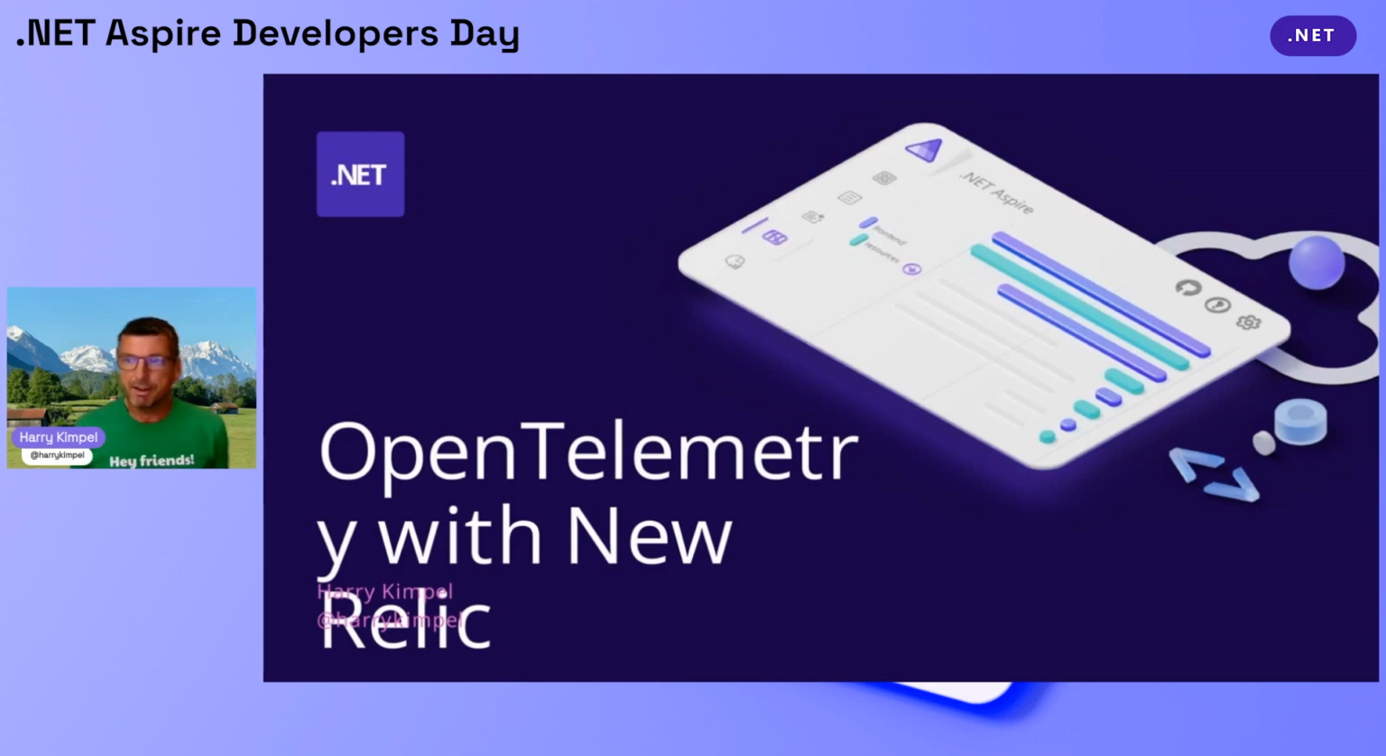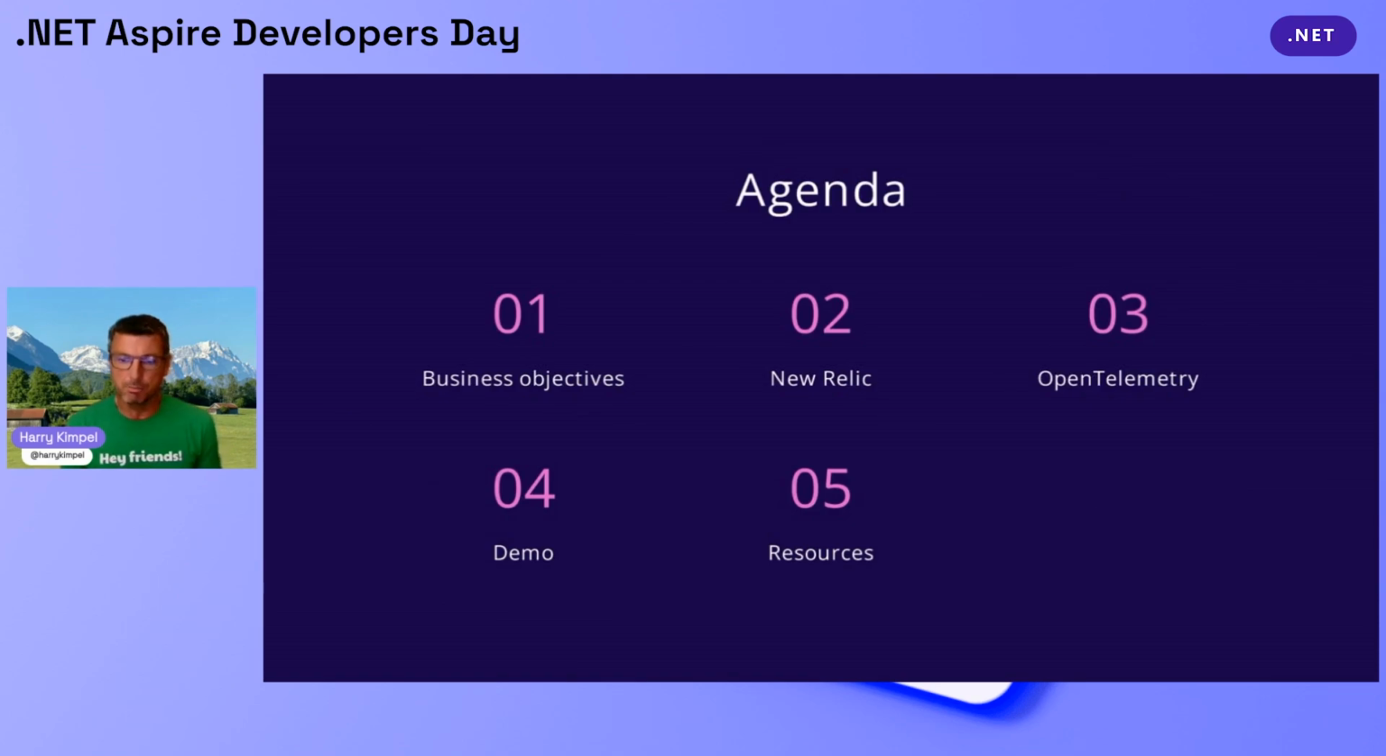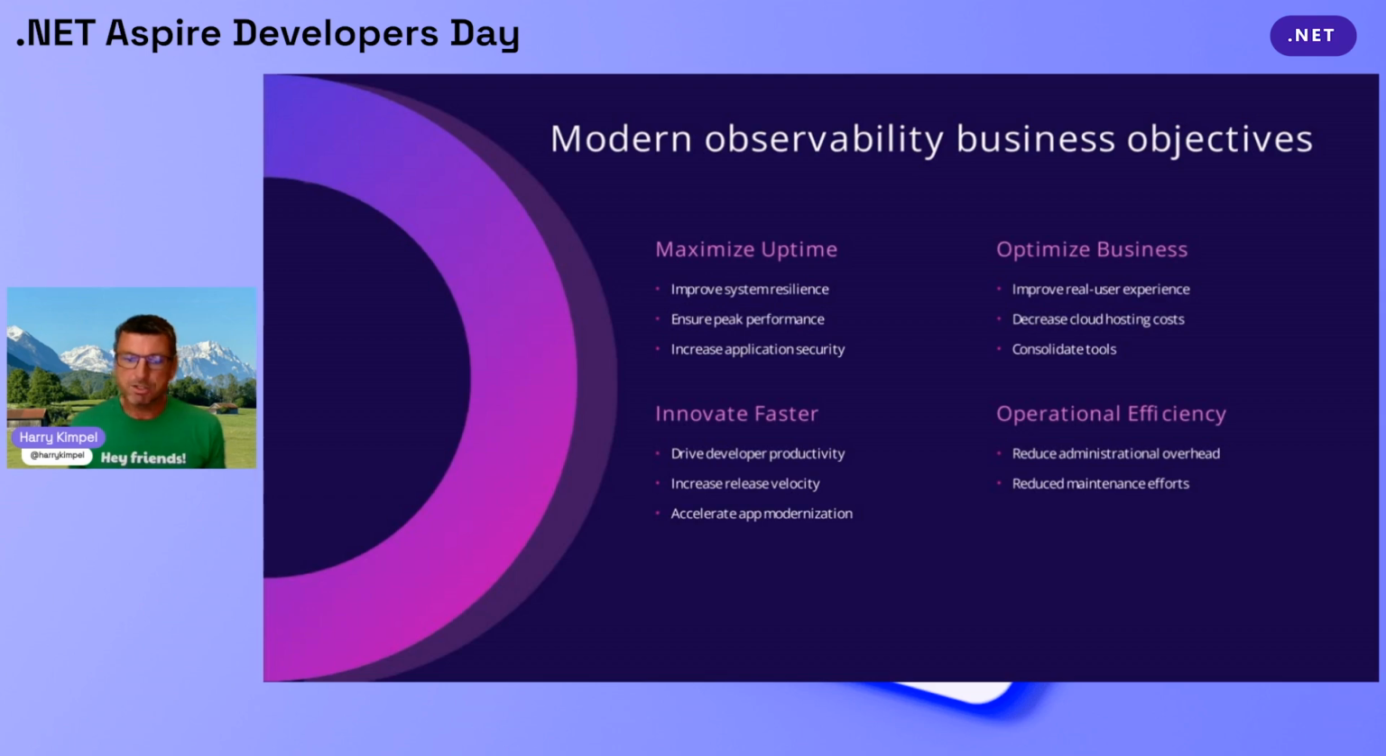So I only have a few slides to show before we jump into the live demo and go through the configuration of the .NET Aspire eShop application. So first of all, what are the business objectives of modern observability practices? Well, you can basically put them into these four categories: maximize uptime, optimize business, innovate faster, and operational efficiency.